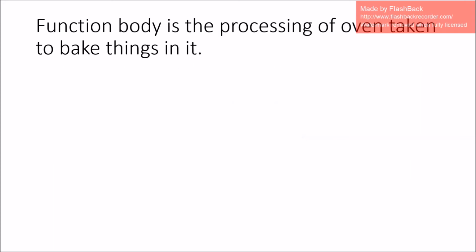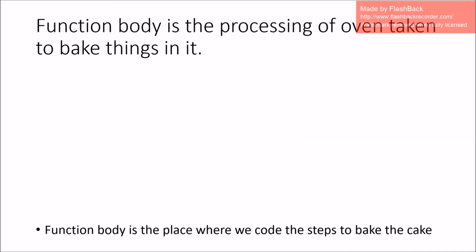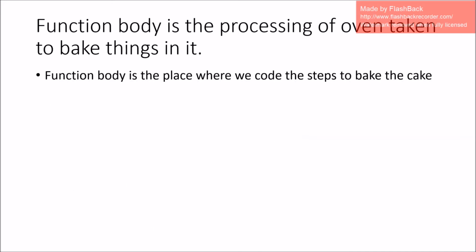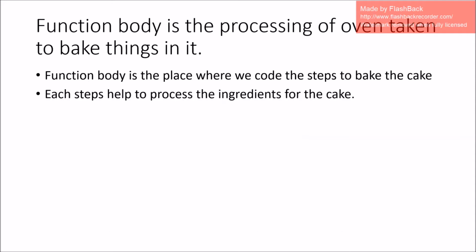Function body is the processing the oven does to bake things in it. Function body is the place where we record the steps to bake the cake. Each step helps to process the ingredients for the cake. And the final result is a nice, yummy cake.